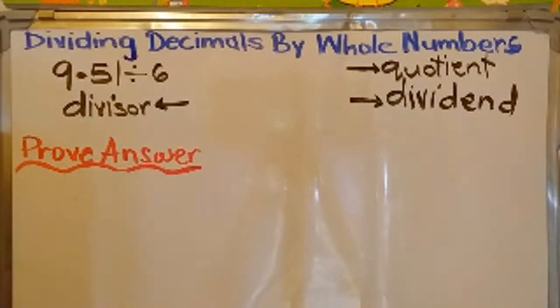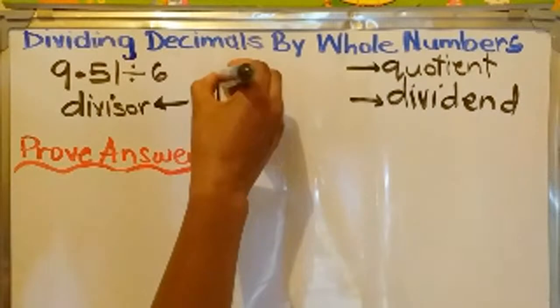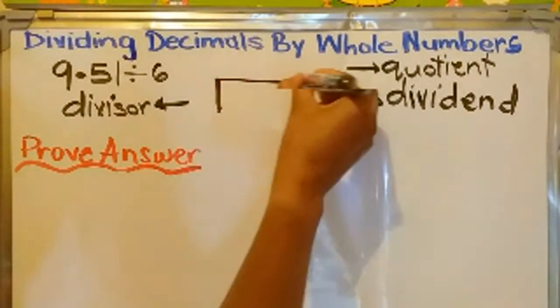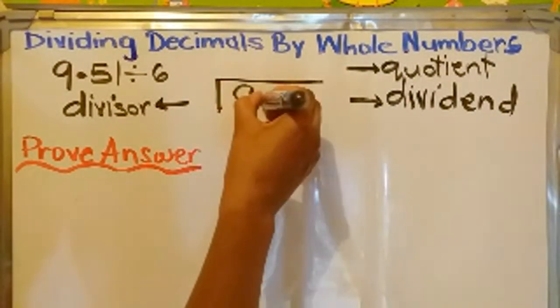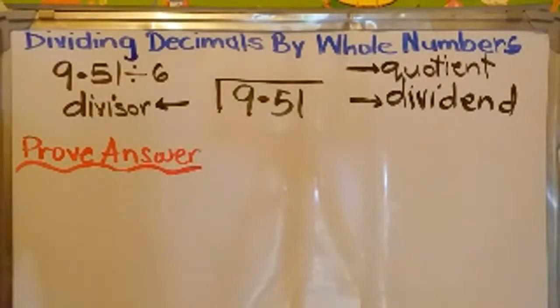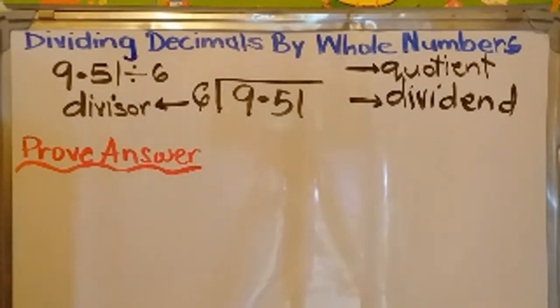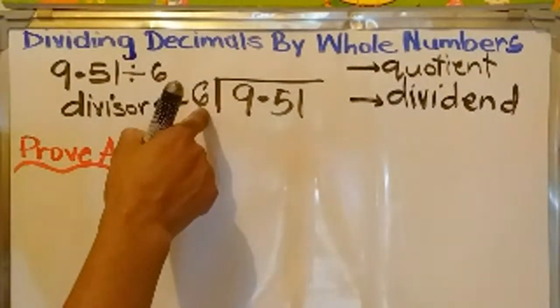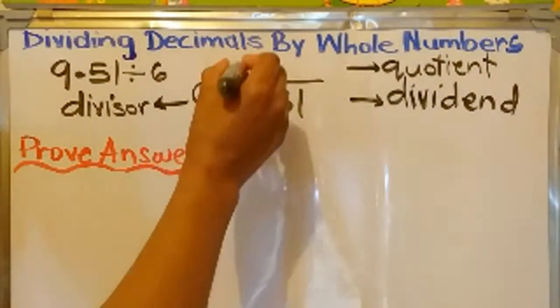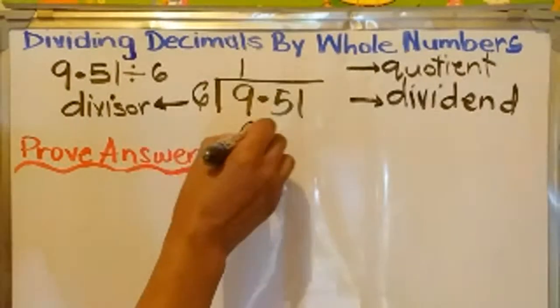All right, let's work this last problem. Let's go ahead and work this problem, guys. Set out the problem first. 9.51 is your dividend, and of course in this case 6 is your divisor. So first you're going to ask yourself, how many groups of 6 can you get from 9? Of course you can only get one group of 6, and 1 multiplied by 6 is 6.